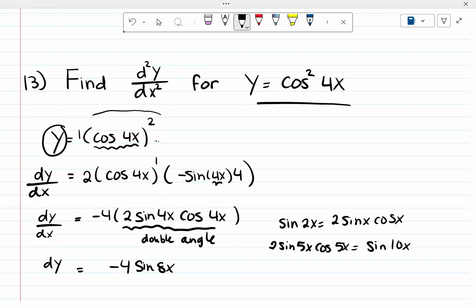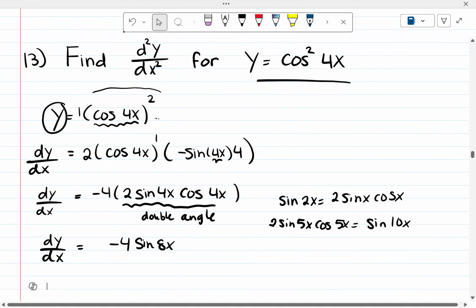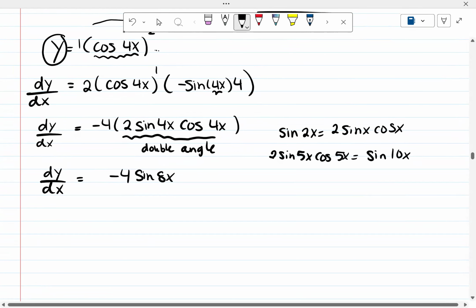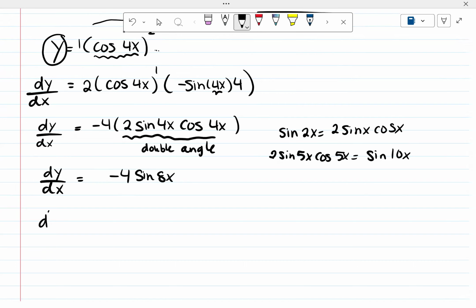Okay, so dy dx is this, but that is not our answer. We gotta take the second derivative. So you're probably gonna need this. That's why we need this. So d squared y over dx squared. Now, what is the derivative of this?